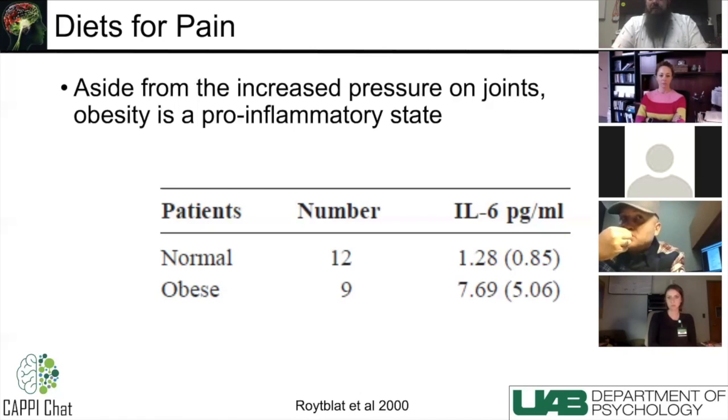From this study, they took individuals that were either normal weight or obese, and they looked at one of these inflammatory markers. What you can see pretty clearly is the individuals that are obese that have no pain have a higher level of these inflammatory markers. And so just being obese resulted in this system-wide inflammation.